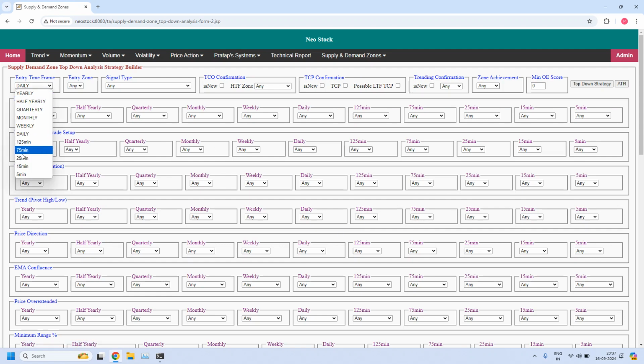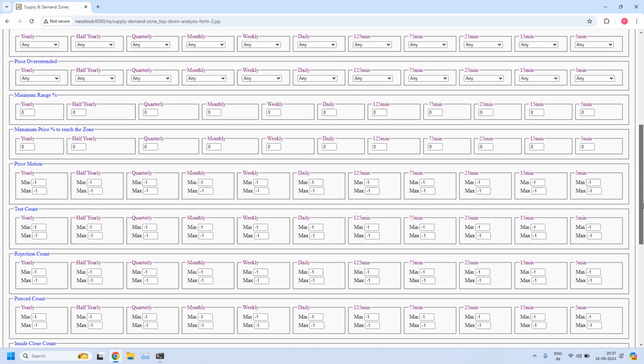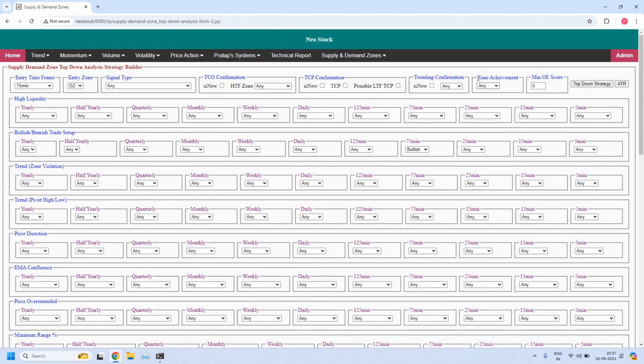In weekly income trade, entry time frame is 75 minutes. Bullish trade setup entry zone, demand zone. In bullish or bearish trade setup at 75 minutes, I am selecting bullish. The 75 minutes demand zone should not be pierced. So in the pierced count, in 75 minutes time frame, I am setting minimum value 0, maximum value 0. Zone achievement violated opposing zone, minimum odd enhancer score is 12. And all the 3 filters are applied to 75 minutes demand zone.